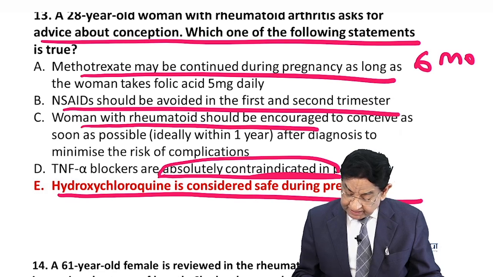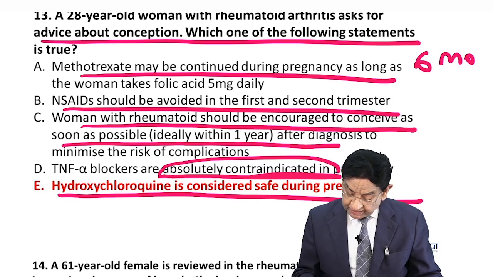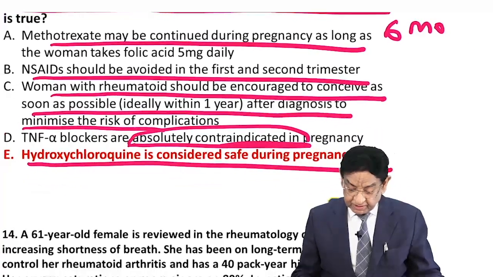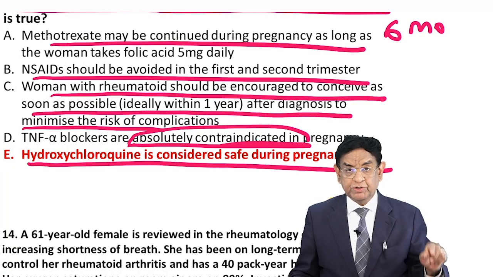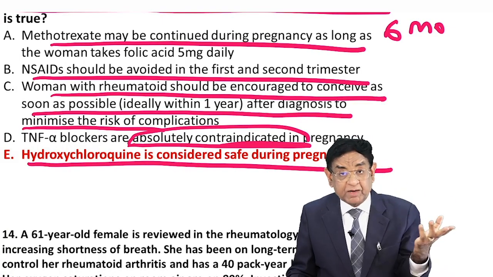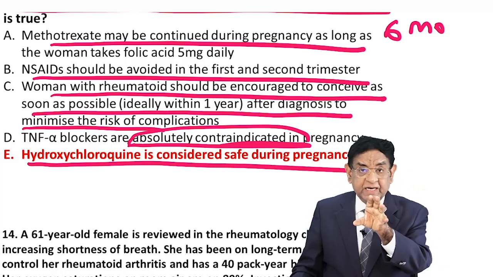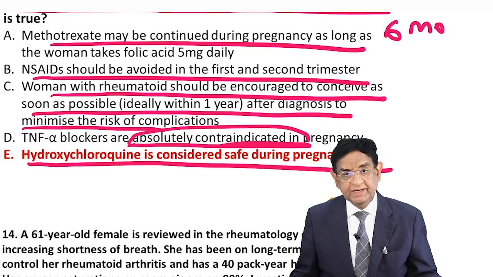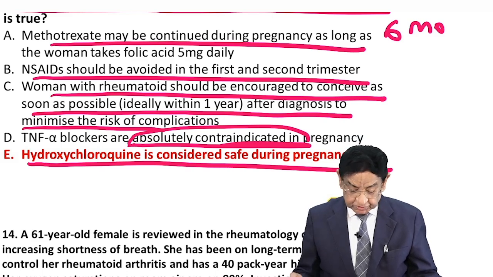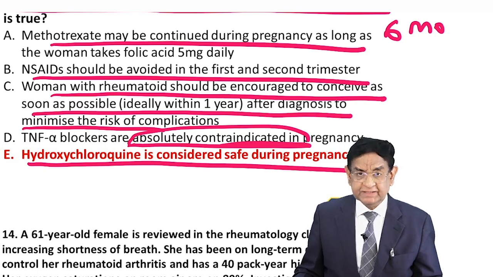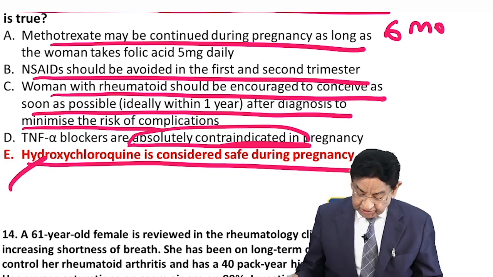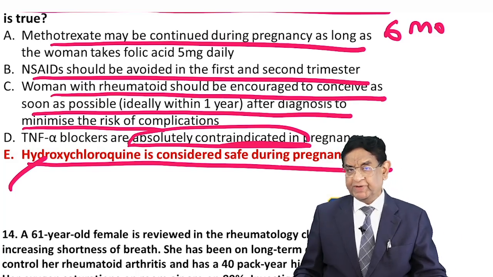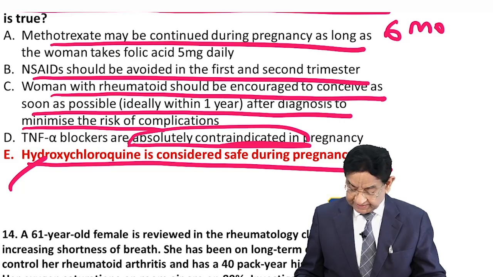The patient should be encouraged to conceive as soon as possible after diagnosis, for minimum risk of complication. No, pregnancy is not going to increase the complications. It rather reduces the severity of the disease. So there is no necessity that you conceive immediately. That is not the idea. So we have ruled out all other options, and the final answer is hydroxychloroquine is safe during pregnancy. A straightforward question also, but the other options we ruled out nicely.